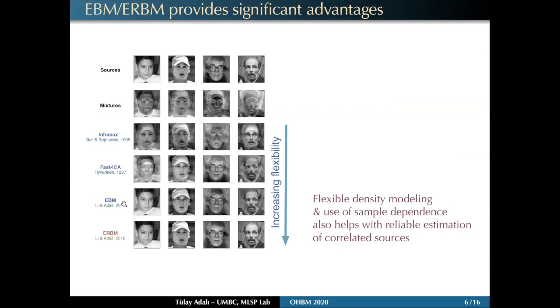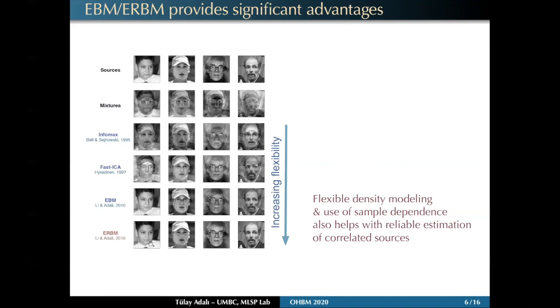So if I go to EBM, which includes a more flexible density model, I see that indeed the performance is clearly better. And on top of that entropy bound minimization density modeling scheme, I also include sample dependence. I see that the performance is much better, and actually they match the original sources quite well. Now, one other point here, these are all most consistent runs selected from 50 independent runs using random initializations. And I'll come to that in a second and will mention why it's important.